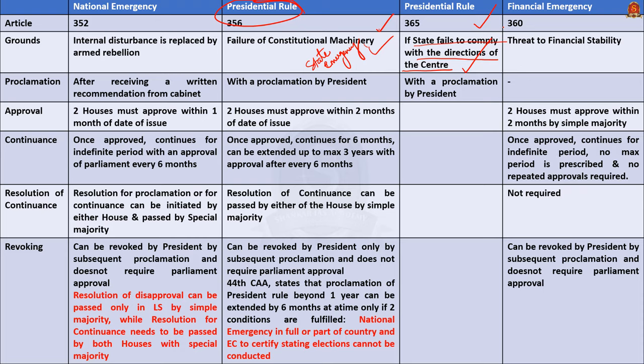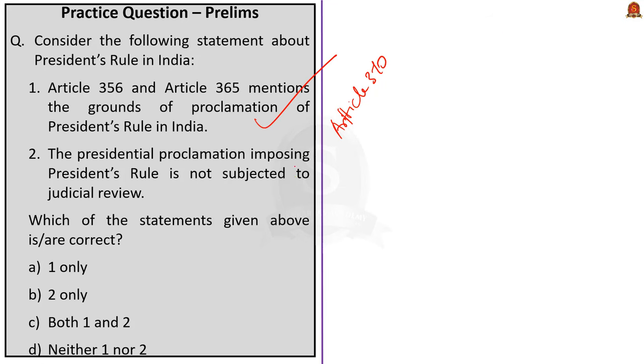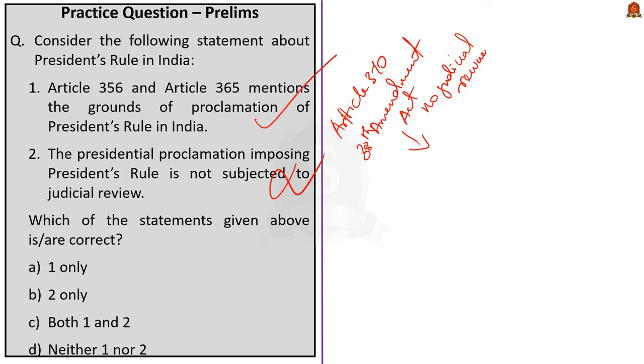So this means that the first statement is correct, but the second statement is actually incorrect. The 38th Amendment Act of 1975 made the satisfaction of the President in invoking Article 356 final and conclusive, and it could not be challenged in any court on any ground. But this provision was subsequently deleted by the 44th Amendment Act of 1978, and it implied that the satisfaction of the President is not beyond judicial review. In the Bommai case of 1994, the Supreme Court said that imposition of President's rule in a state under Article 356 is subject to judicial review. So here the second statement is incorrect. So the correct answer for the question is option A, 1 only.